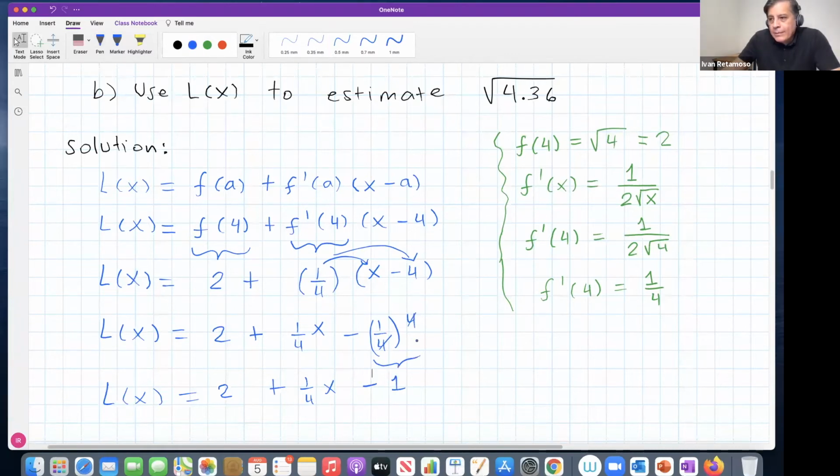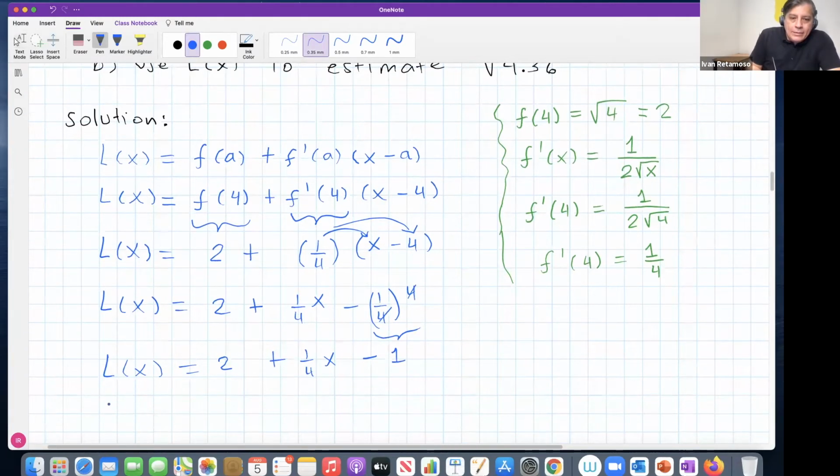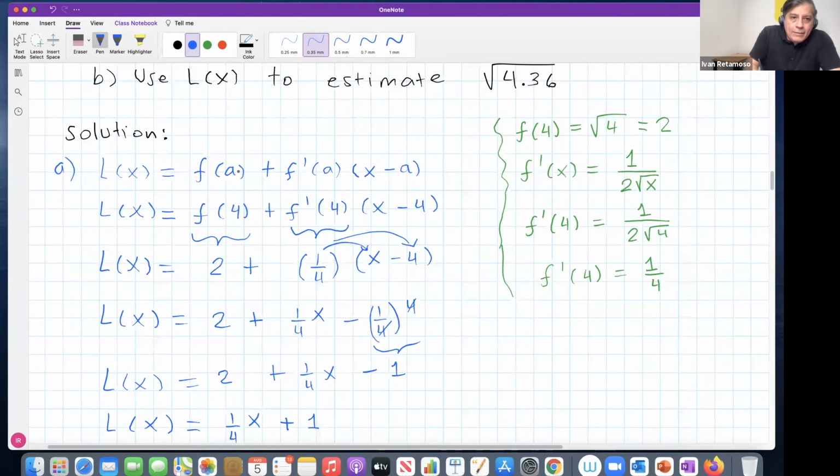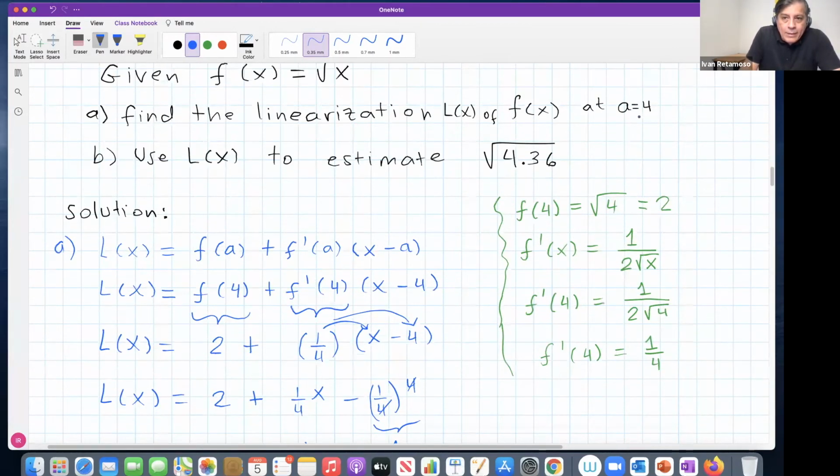But 2 minus 1 is just 1. So bottom line, the linearization of this function is 1/4 of x, or 1/4 times x, plus 1, right? This is the linearization. This answers part A, right? They said find the linearization at the base point a equal 4.